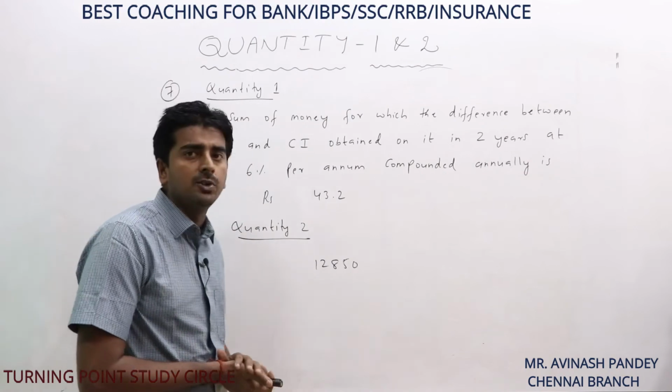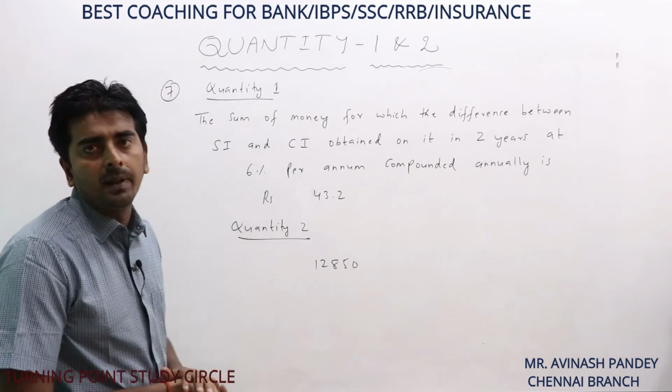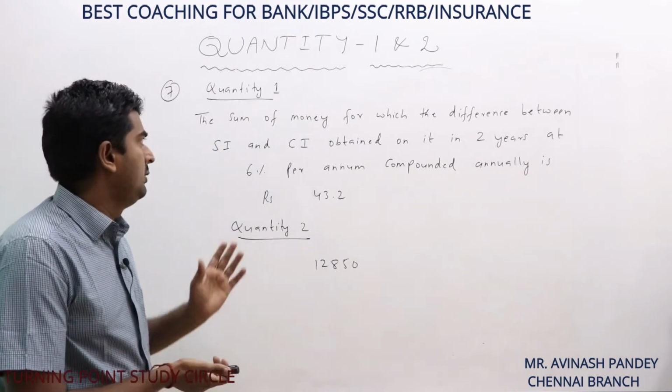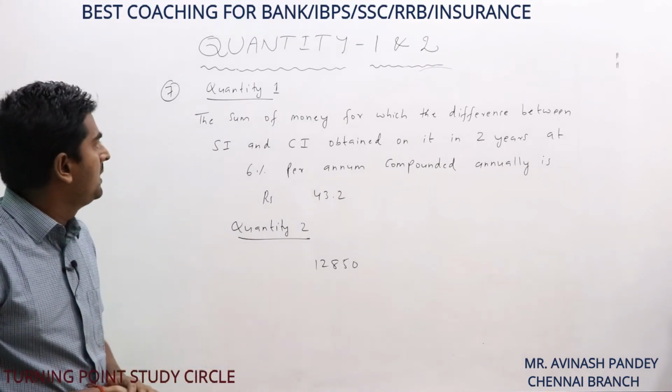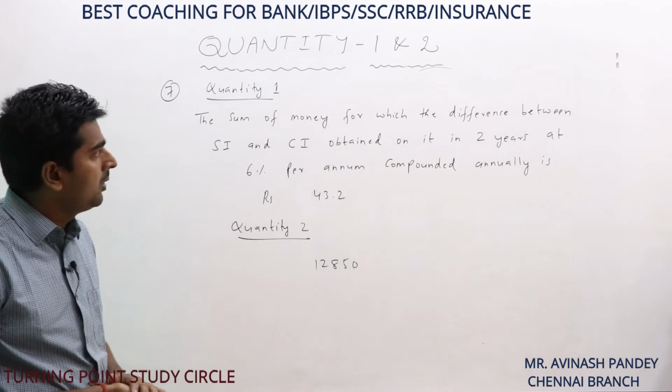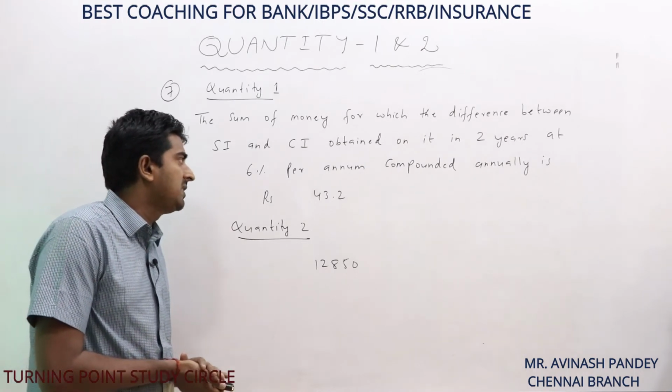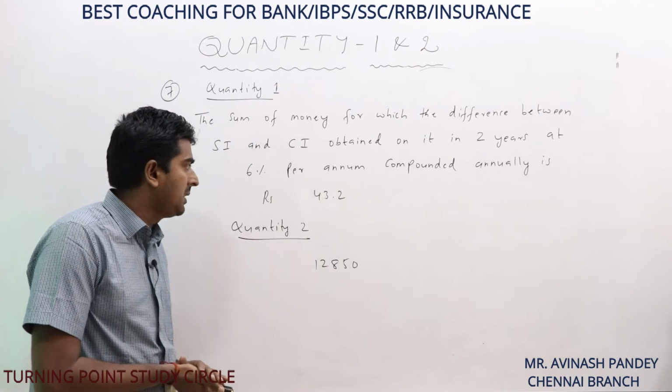So now we'll see the 7th question. Again, it is coming under the simple interest, compound interest chapter. So when you see quantity 1, what they have given you: the sum of money for which the difference between SI and compound interest obtained on it in 2 years at 6% per annum compounded annually is rupees 43.2.